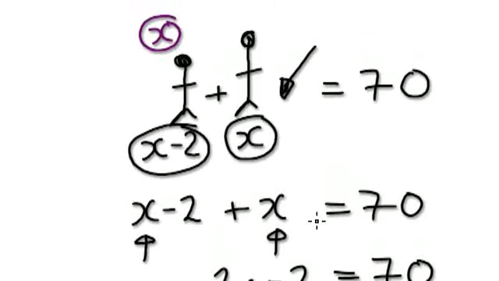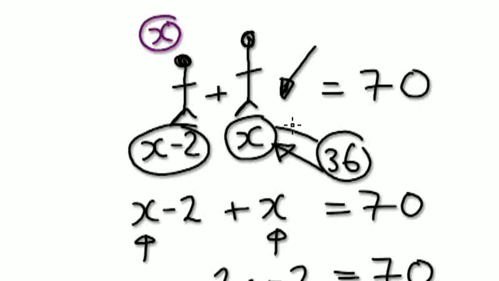Let's go back to our original picture here. X here is 36, so 36 represents my age this time round, not my brother's age. If I'm 36, then my brother must be 34. This is why algebra is so useful. When you don't know something, call it X and then try and figure it out.